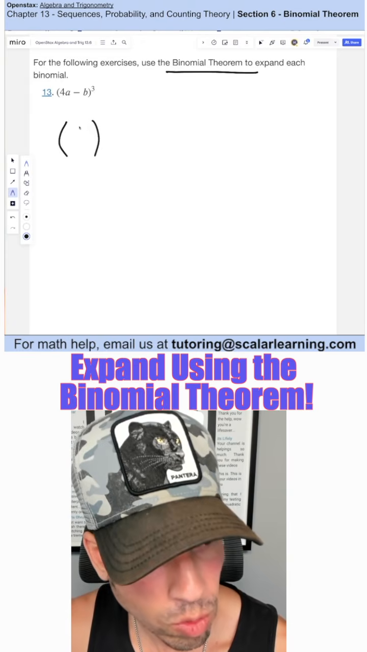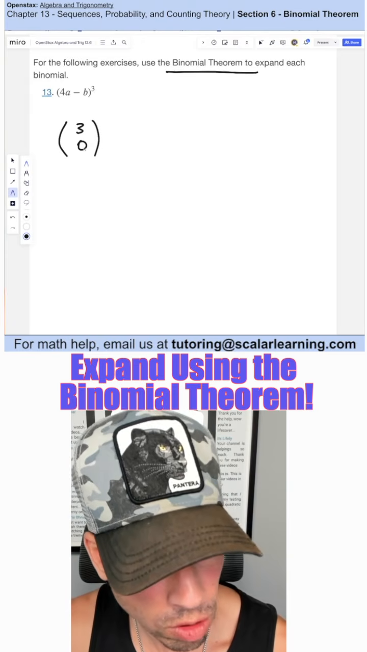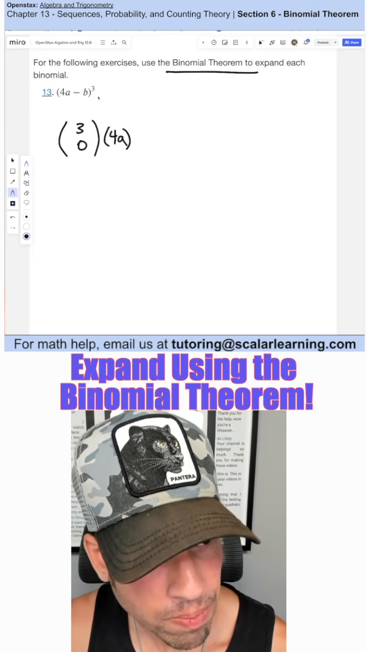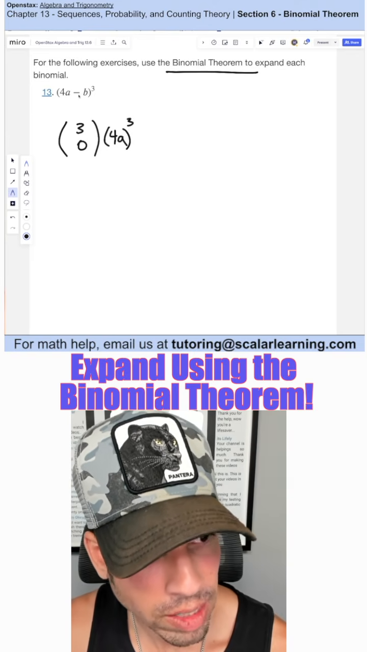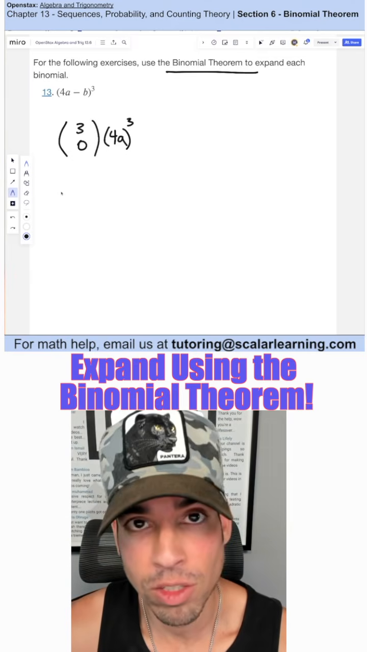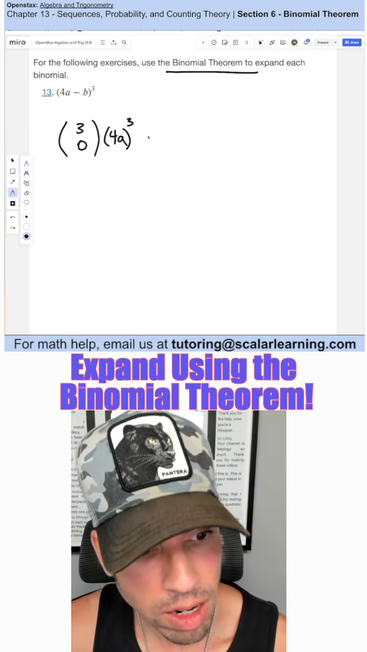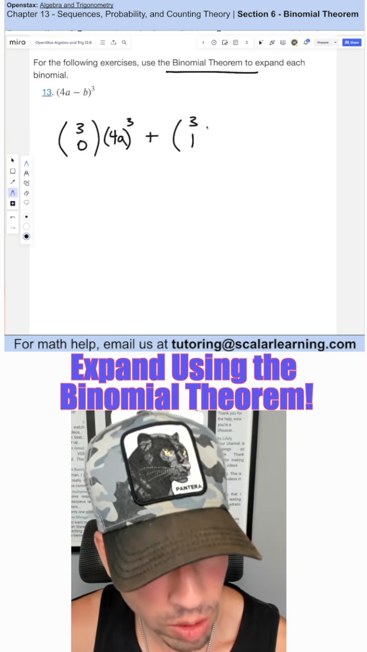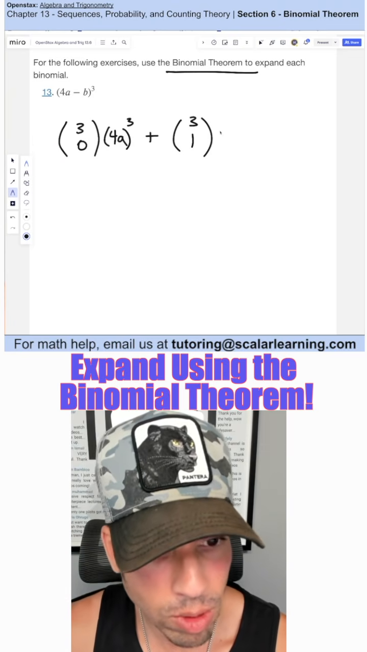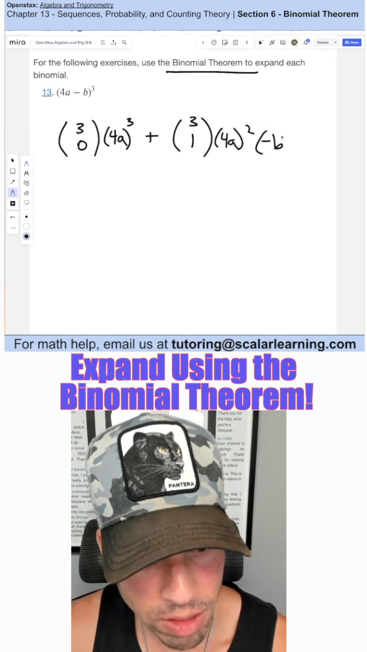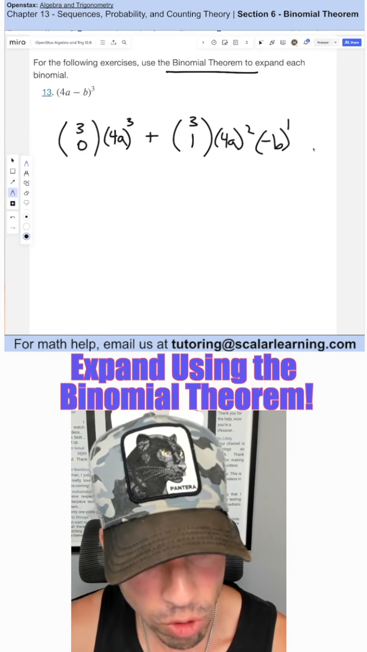So we're going to start with 3, 0. That's my coefficient. And then we're going to have the first term, 4a to the third power. The second term, negative b to the 0th power, the bottom number. Well, anything to the 0th power is 1, so we can ignore that. Plus, now we're going to do our count up from the bottom, 3, 1, and now we're going to have 4a squared, and then we're going to have negative b to that bottom value, to that first power.